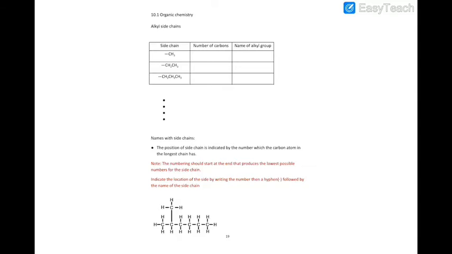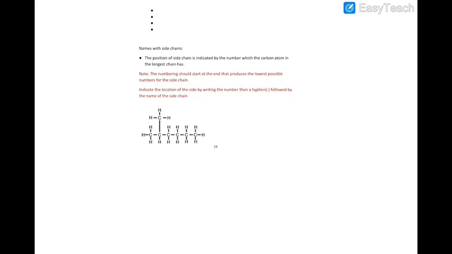Now, when alkanes occur as side chains, they are also given a different kind of name. When you have 1 carbon as a side chain, it's called a methyl chain. When you have 2 carbons, it's called an ethyl side chain. When you have 3 carbons, it's called a propyl side chain. Okay? Now, let's see how we name alkanes when we have side chains.